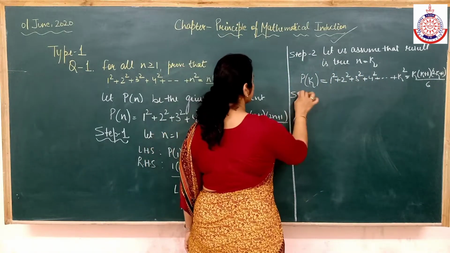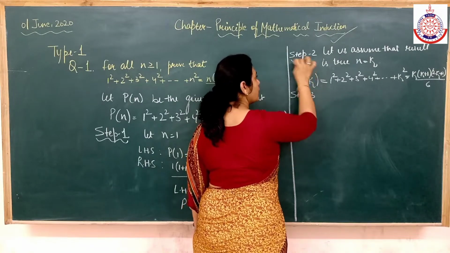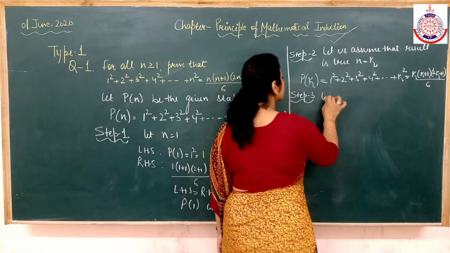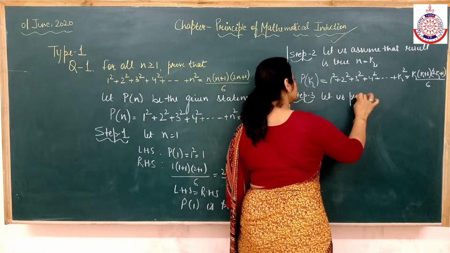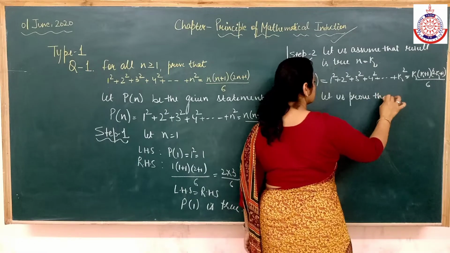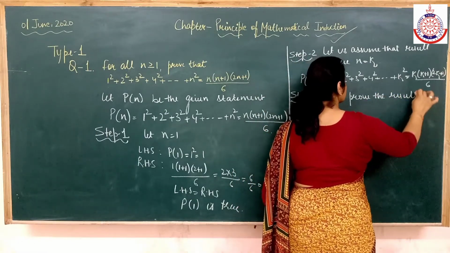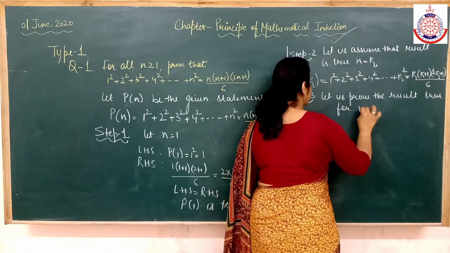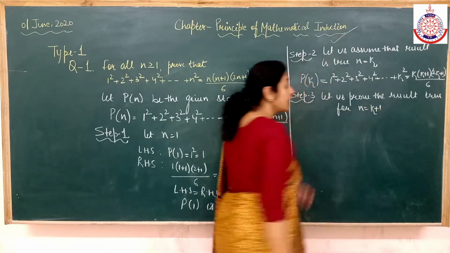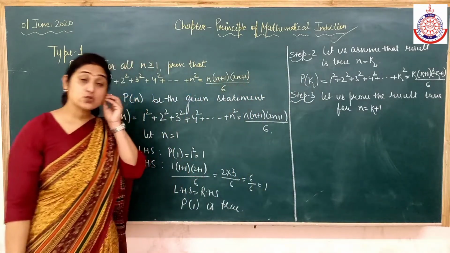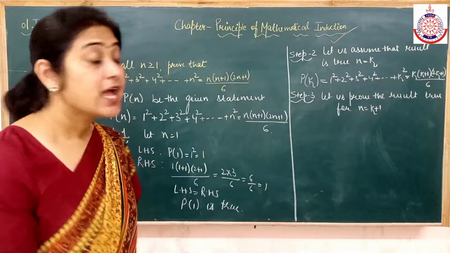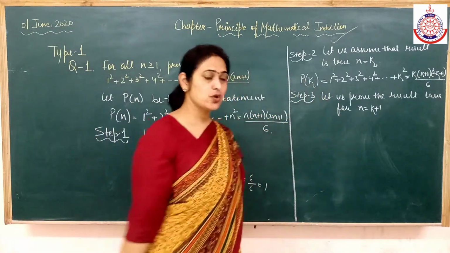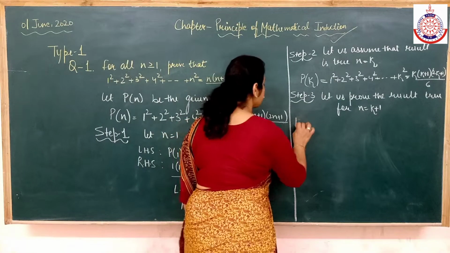Now step 3. What will be step 3? Let us prove the result true for n is equal to k plus 1. Now if I take n is equal to k plus 1, I have to prove the result true for it. I have to prove that Pk plus 1 is true whenever we take Pk is true. Is it clear? So let's find out first of all Pk plus 1.